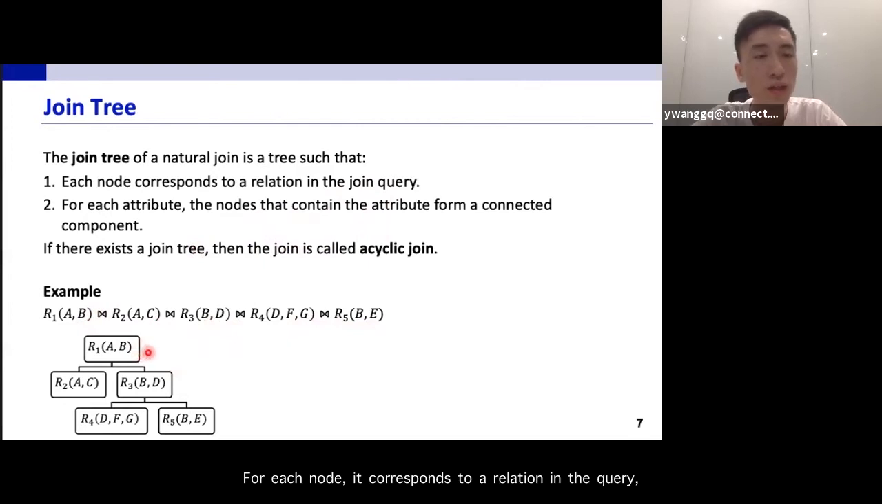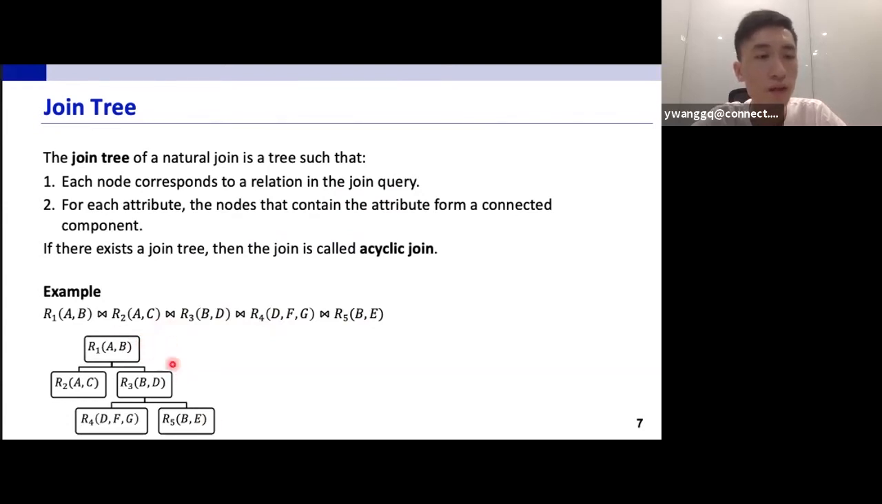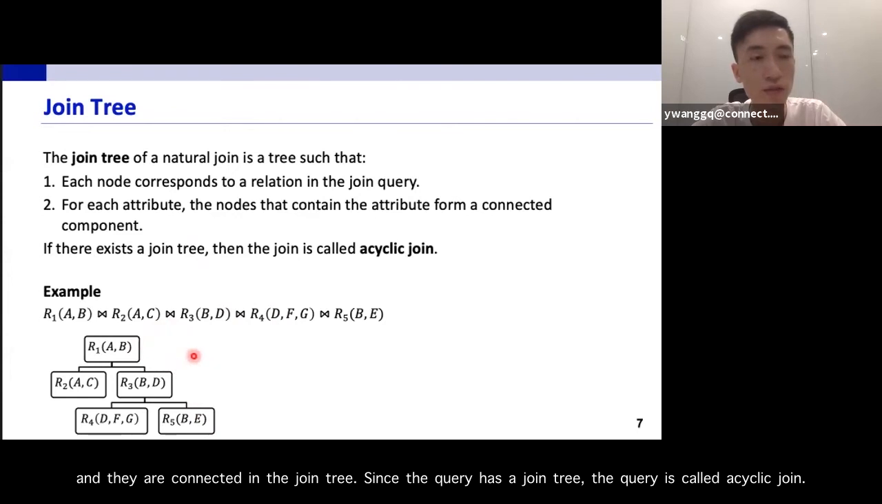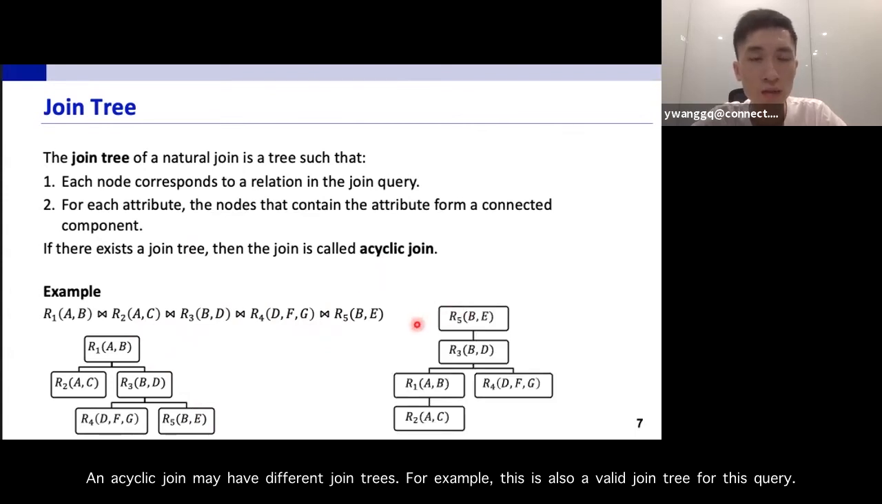For each node, it corresponds to a relation in the query, and for each attribute, for example, let's look at attribute B. The relations that contain attribute B are R1, R3, R5, and they're connected in the join tree. Since the query has a join tree, the query is called an acyclic join. An acyclic join may have different join trees. For example, this is also a valid join tree for this query.